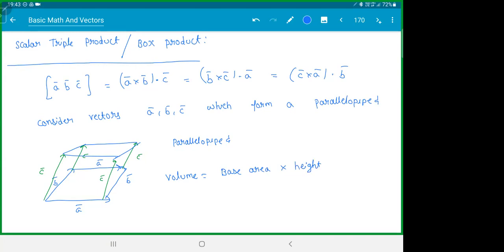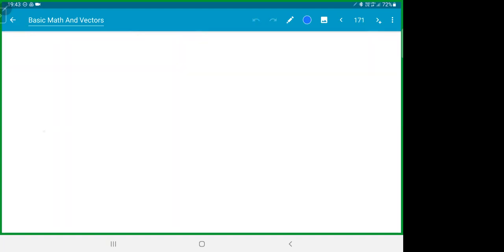So the box product gives you the volume of the parallelepiped. Let's see how to calculate that. So A bar, B bar, C bar gives the volume of the parallelepiped. Let's see how to calculate it. So look at the proof.